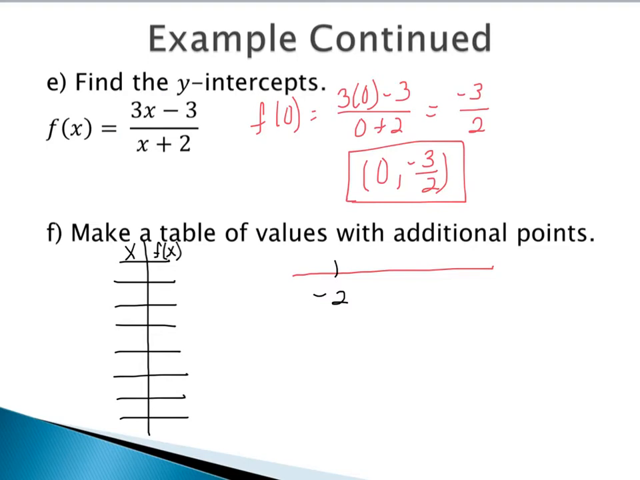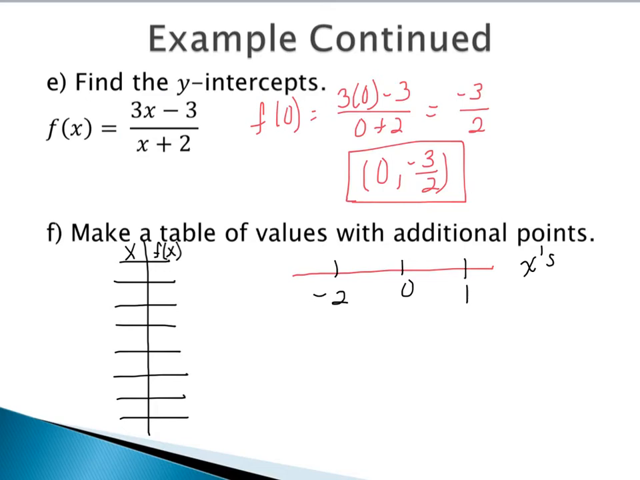We had our x-intercept at (1, 0). And then we did also find our y-intercept at (0, -3/2). So these x's, which is really what we care about to help make our table, I'll put that 0 in there because 0 is important.